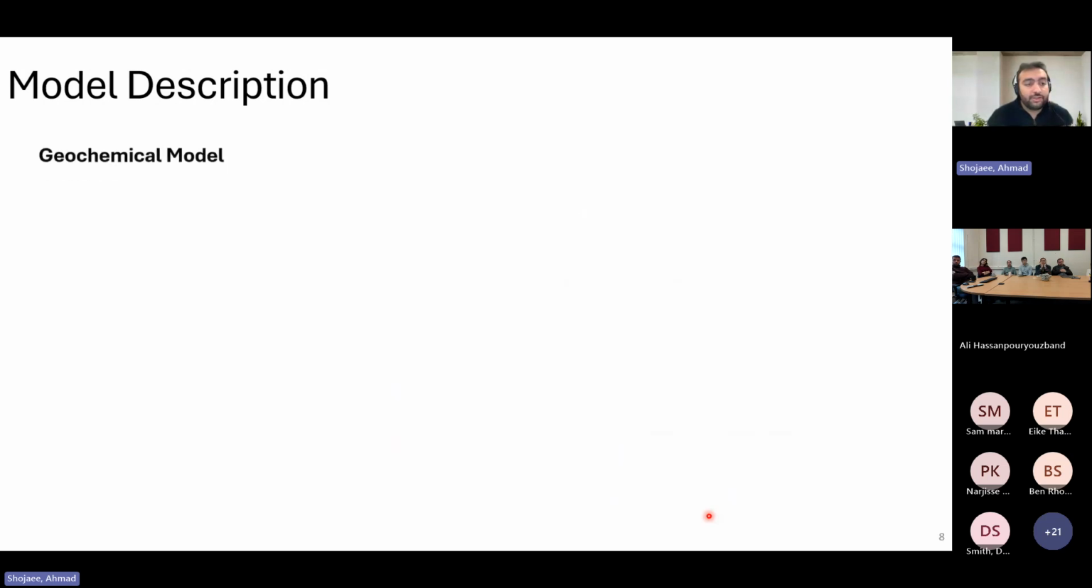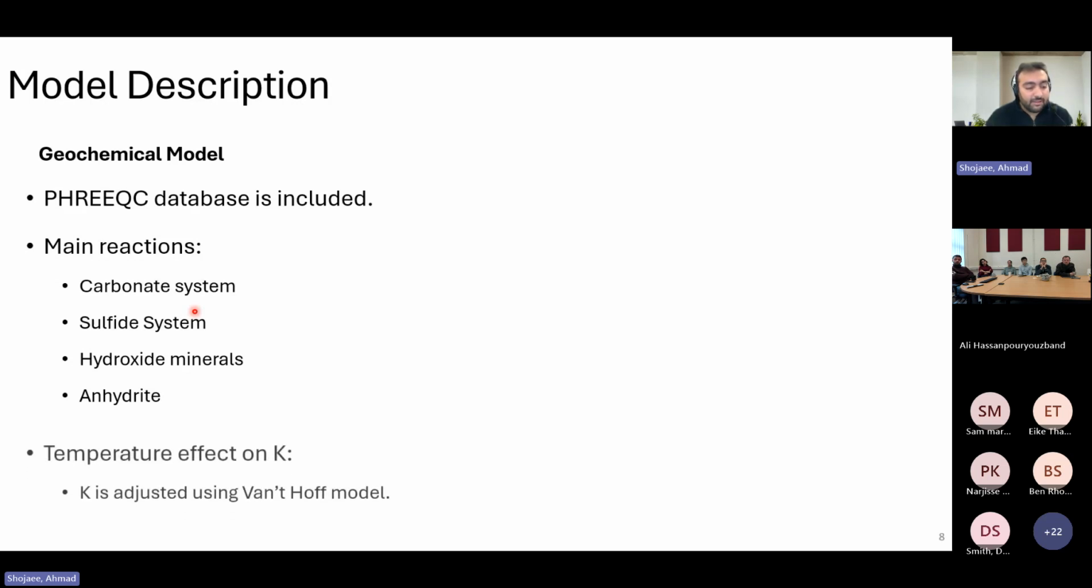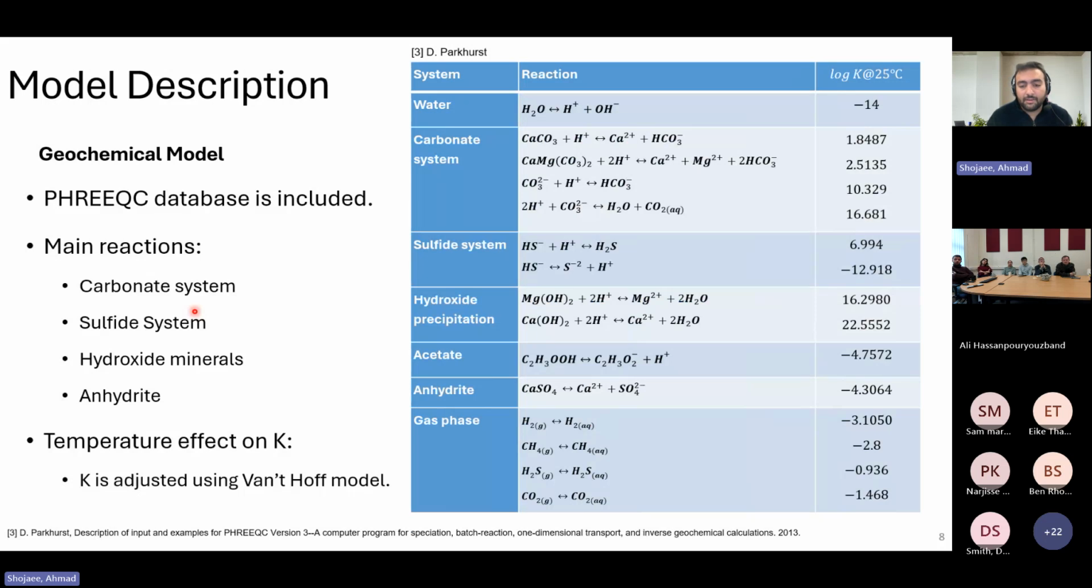In terms of geochemical reactions, I told you that we used the FRIXI, and in the FRIXI database all the reactions are included in the system. The main reactions in this context are the carbonate system. I showed you the reactions in the conceptual model: a speciation reaction for the carbonate system, for the sulfite system, and hydroxide minerals. It's likely for hydroxide minerals to precipitate. I will explain. And another effect for geochemical reactions is the temperature effect, which FRIXI calculates internally. And this table shows some important geochemical reactions in this context.